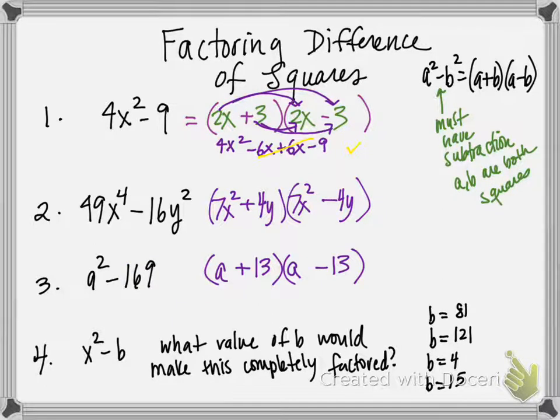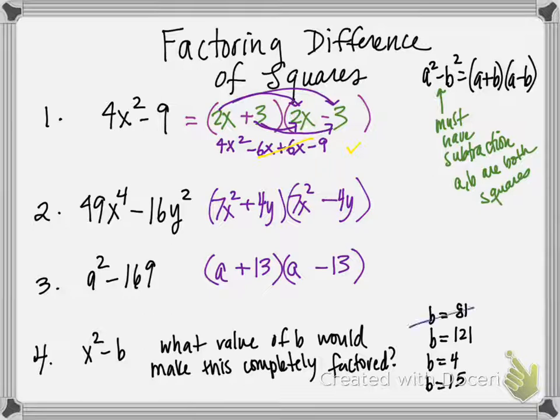Then lastly, number 4, it's asking you, what is the value of b that would make this completely factored? So if I plug in, starting with 81, I could factor this still because 81 is a perfect square, and so is the x squared. So this would actually factor as x plus 9, x minus 9. So 81 would make it factorable.